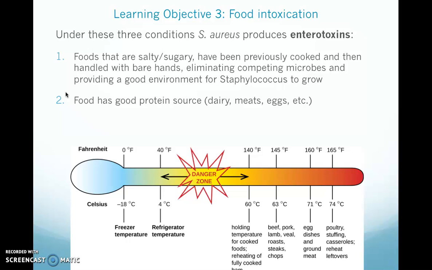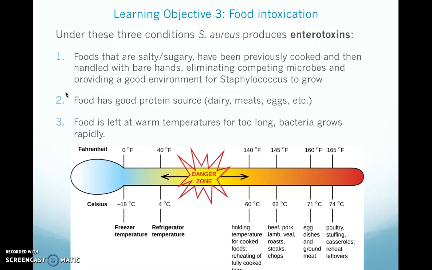Second, the food has to be a good protein source. So this is not going to happen on something like a salad. Something with a lot of dairy, meats, eggs. This is something that can happen with things like ham salad, chicken salad, egg salad, custard, where you have a lot of sugar and milk and eggs in a custard. Those are good environments for this to happen.